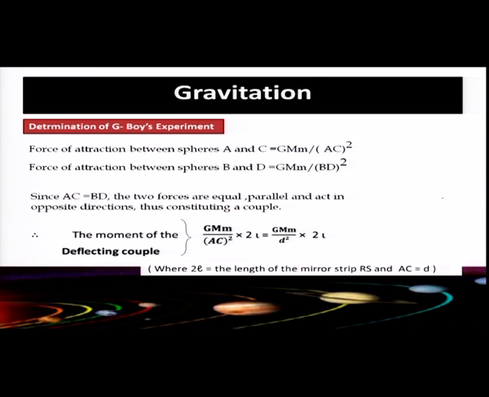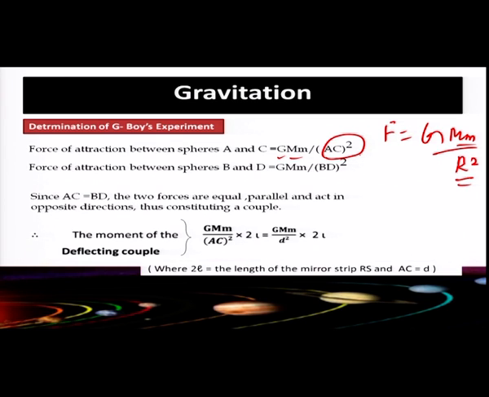Therefore, we will calculate the force of attraction between the spheres A and C. The general formula for the force of attraction is F equals G m m by R squared. Here G is retained, m m is retained, and R is the distance, which in place of R I am writing AC, the whole squared.